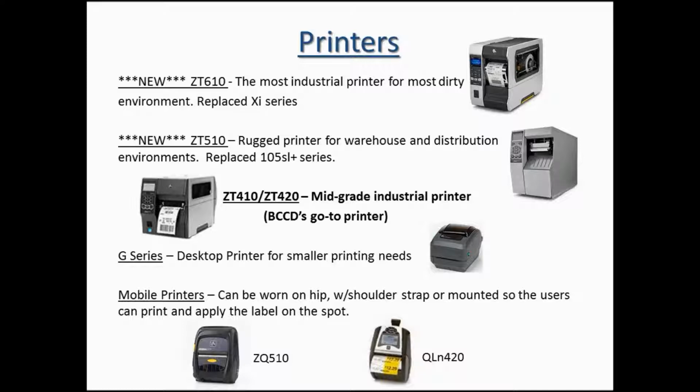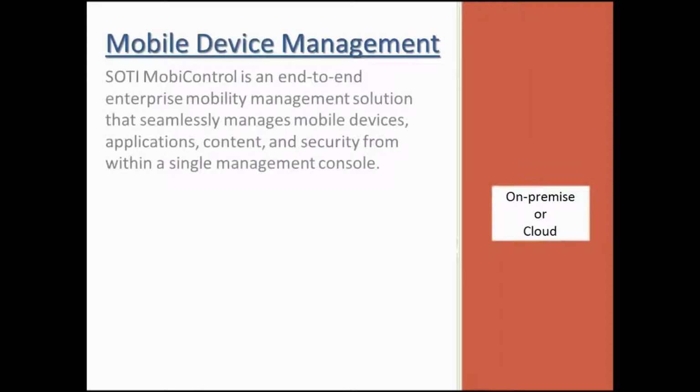In the mobile printers, there's nothing too new in mobile printing, but the two standards that BCCD leads with are the ZQ510, that is the newest of the two, and the QLN420. Both of these are label printers. They're direct thermal. These can be worn on your hip with a shoulder strap, or they have mounts for the forklift, which I have just provided recently, and you can have a full stack of fanfold labels underneath being fed through in order to print from the forklift. But these are great printers.